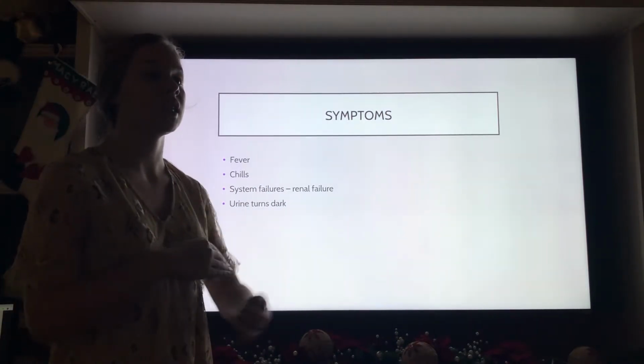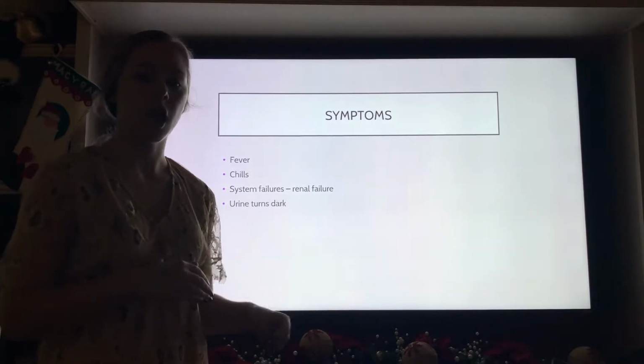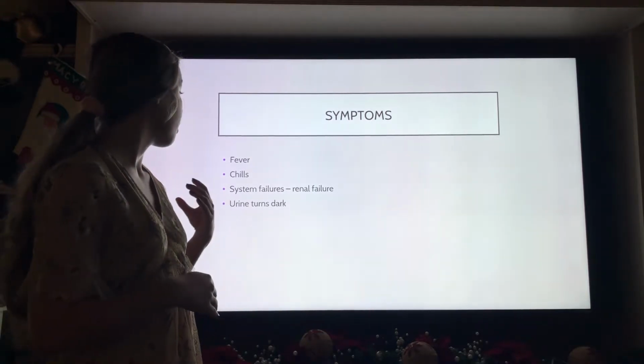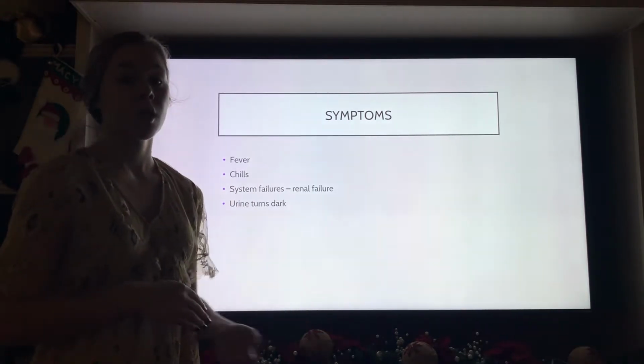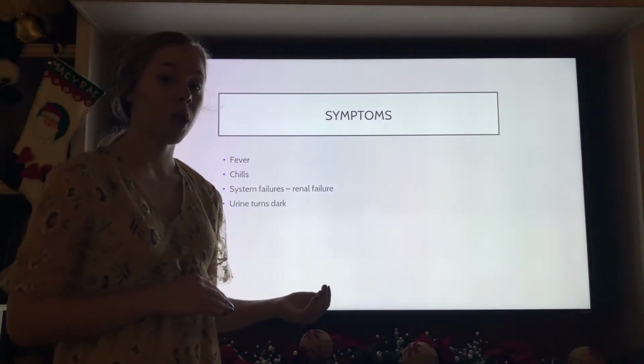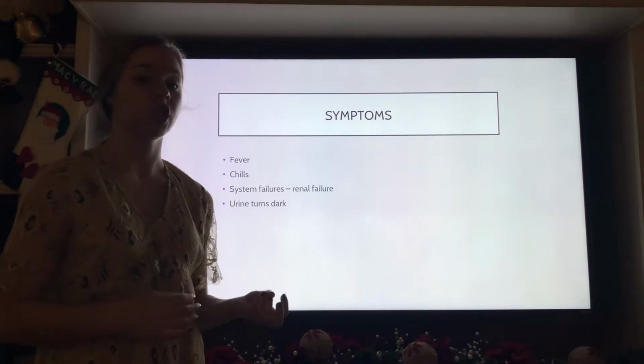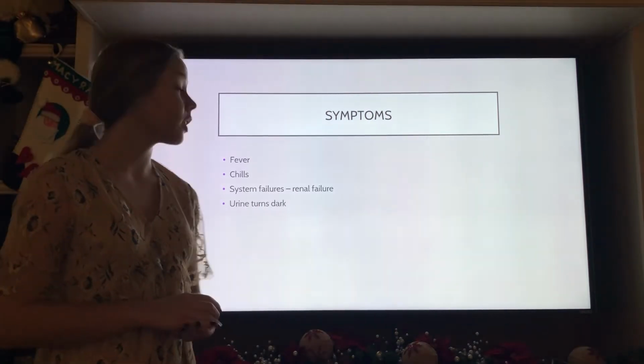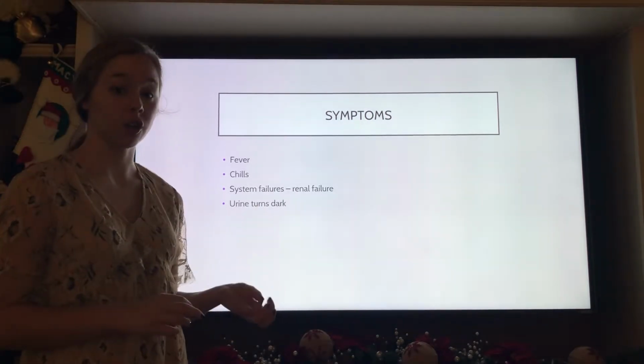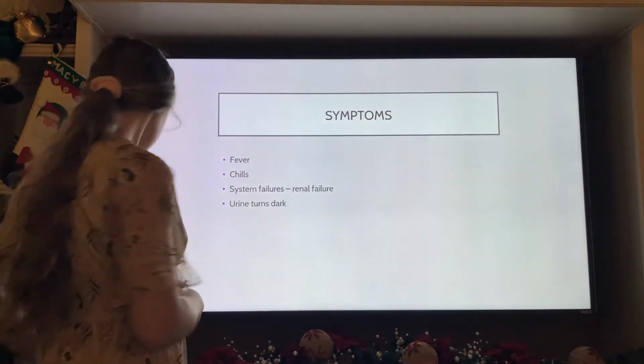But once it continues, then certain systems in the body will fail. So you'll have renal failure and also some other failures to the body. And also an indicator is when your urine changes color. So your urine will end up turning a darker color throughout that.